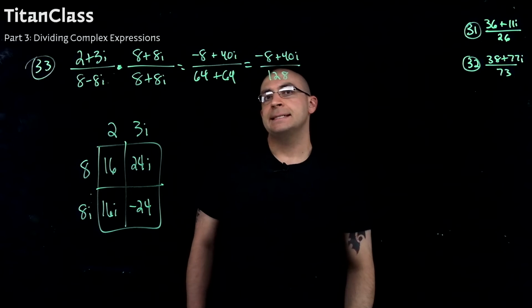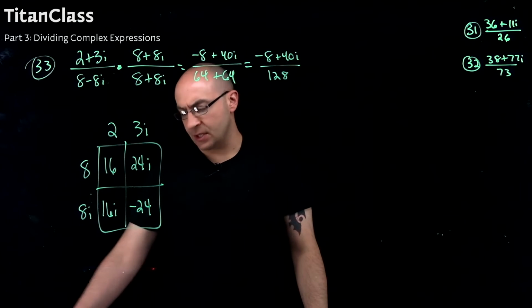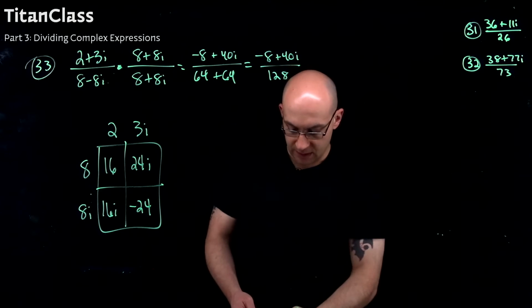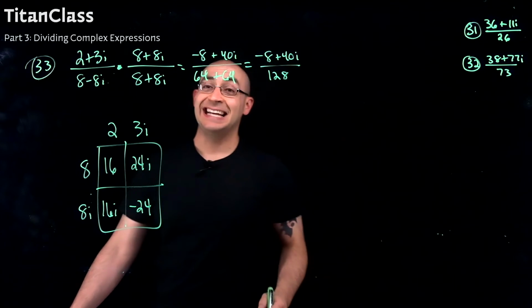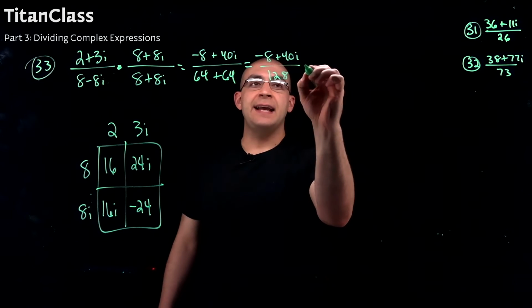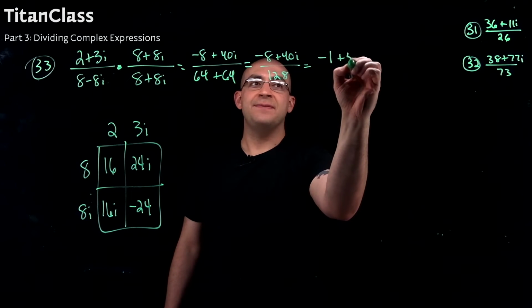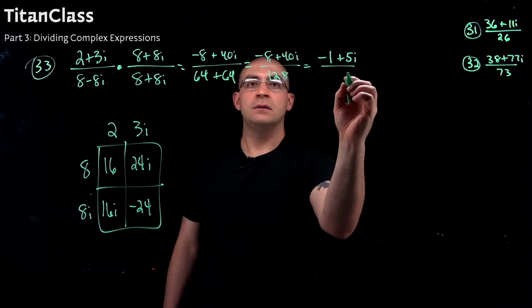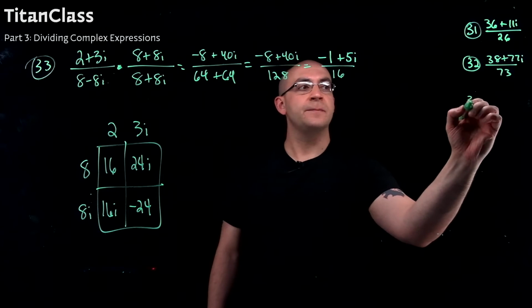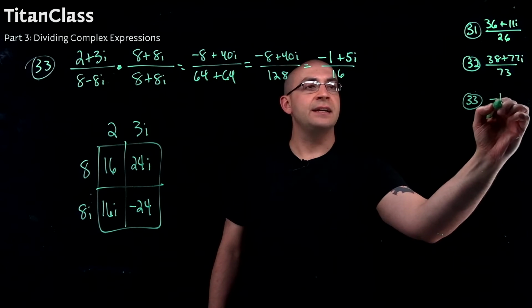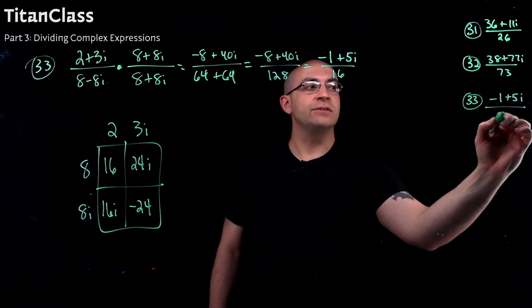All right. This one I'm actually going to divide by, because I want to make sure it is what I'm thinking it is. Okay, we're going to divide 8 out of everything, right? So dividing 8 out of everything gives me negative 1 plus 5i over 16, which is the final answer because I can't simplify any further. So number 33 is negative 1 plus 5i over 16.